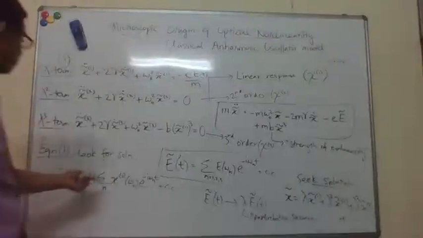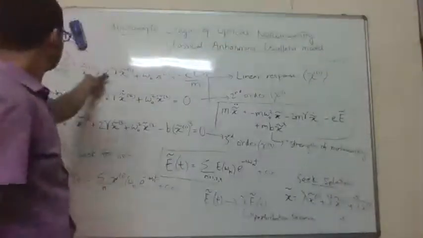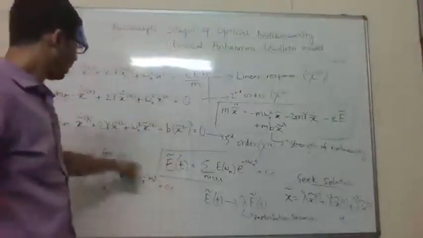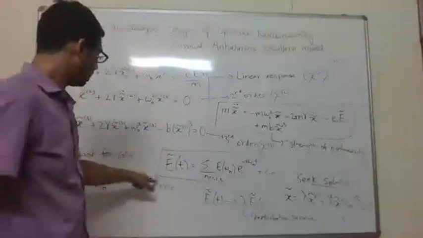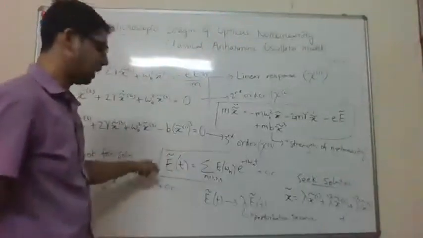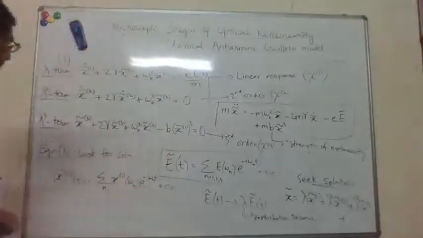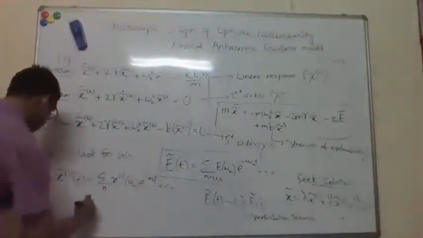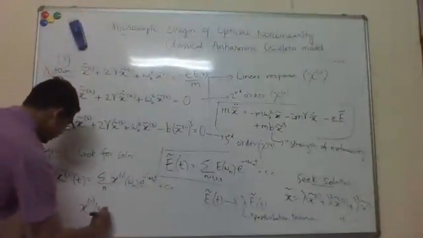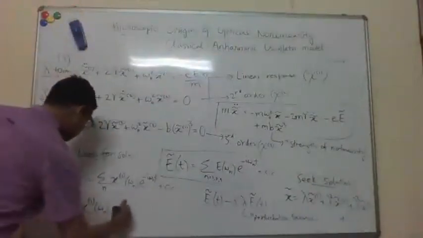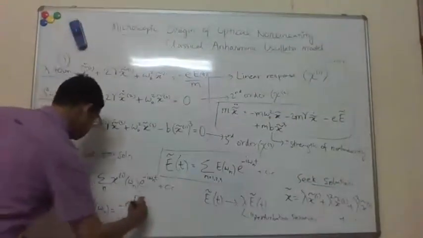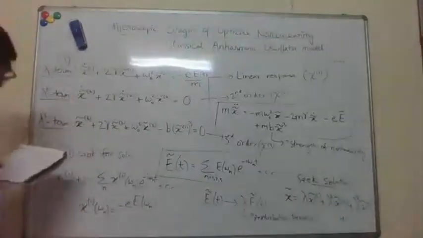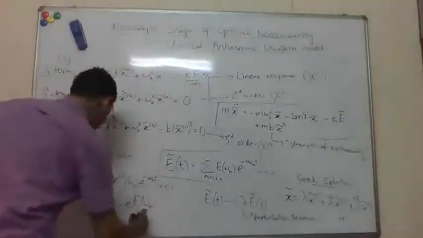So it's very straightforward. You just plug this into this equation and plug E of t into this equation, and then equate the coefficients of e to the i omega n t. So you'll see that x1 at omega n, you can write like this. It's proportional to the electric field at omega n, which we of course expect.